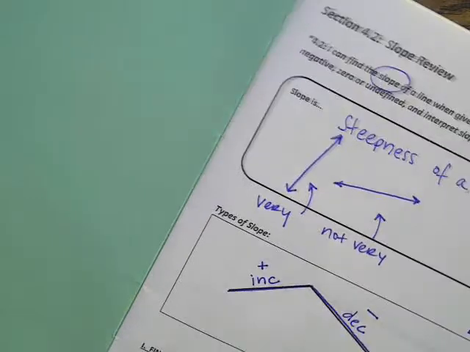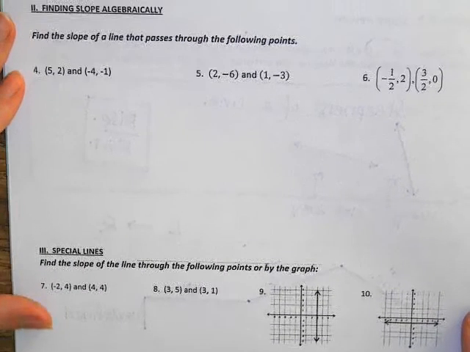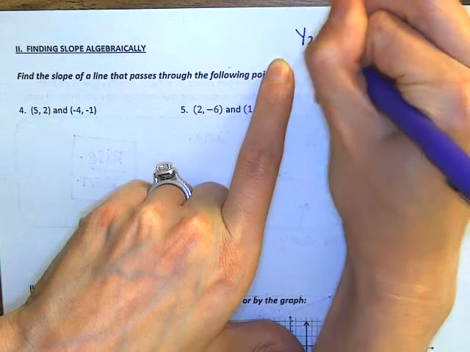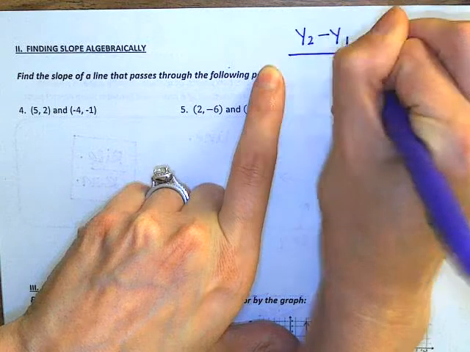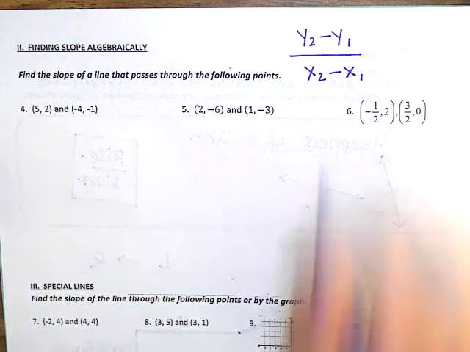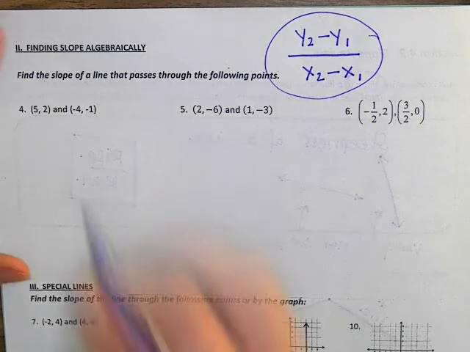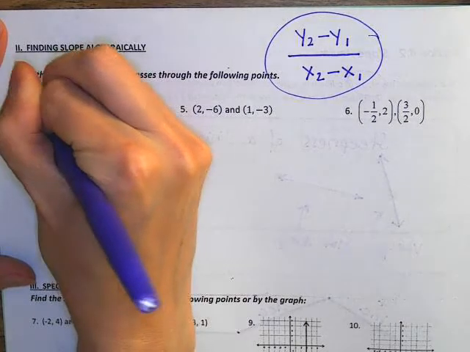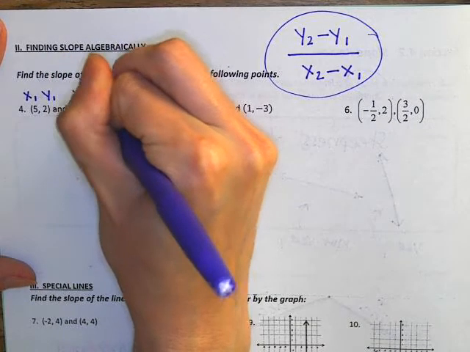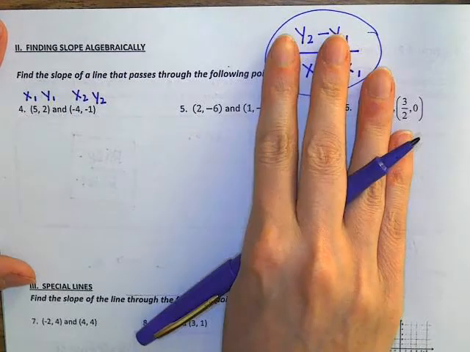If you guys turn the page, next is finding a slope using 2 points. And there's a formula for this one. The formula is you subtract the y values in the numerator, and then you subtract the x values in the denominator, and that gives you the fraction of slope. Okay, so let's figure out what these are. An ordered pair, the first one is going to be x1, y1, and the second one is going to be x2, y2.